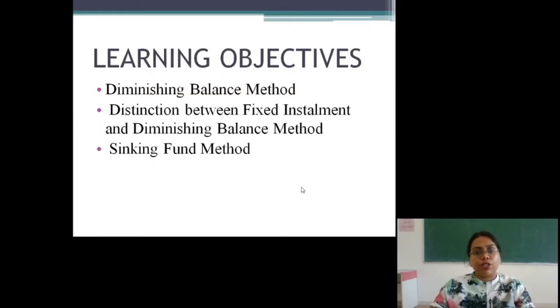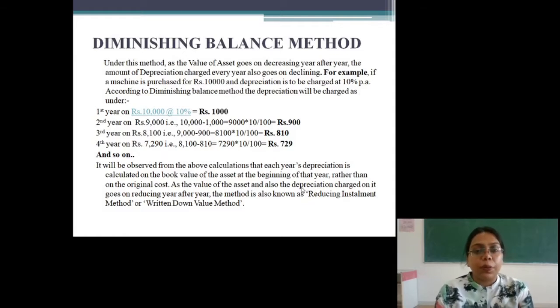So the learning objective of this lecture is that we will be learning the diminishing balance method, the distinction between fixed installment method and diminishing balance method, and also the sinking fund method. So moving forward, we'll start with our diminishing balance method.